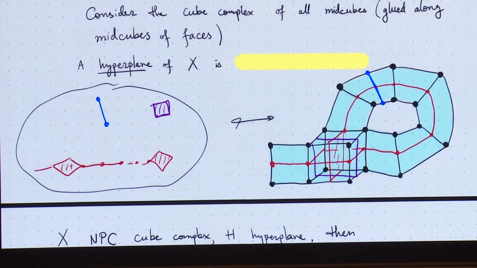Okay, and a connected component of this thing I'll call a hyperplane. So this huge red thing is a hyperplane, the blue thing is a hyperplane. Maybe I should note that hyperplanes could just be points, right? If this is an edge, then this thing is a mid-cube and corresponds to a hyperplane, which is a connected component of this cube complex.